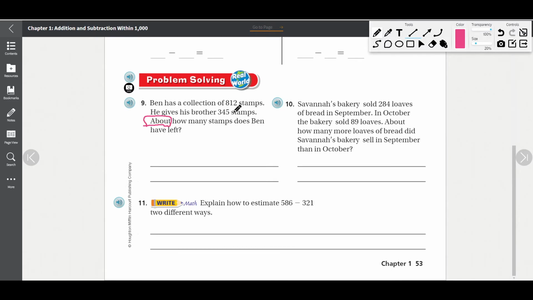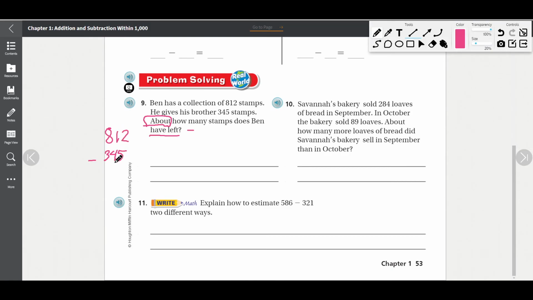Ben has a collection of 812 stamps. He gave his brother 345. That is a subtraction problem, because he gave him 345 out of 812. About how many stamps does Ben have left? The words have left mean subtraction. What we're going to do is subtract 812 minus 345.